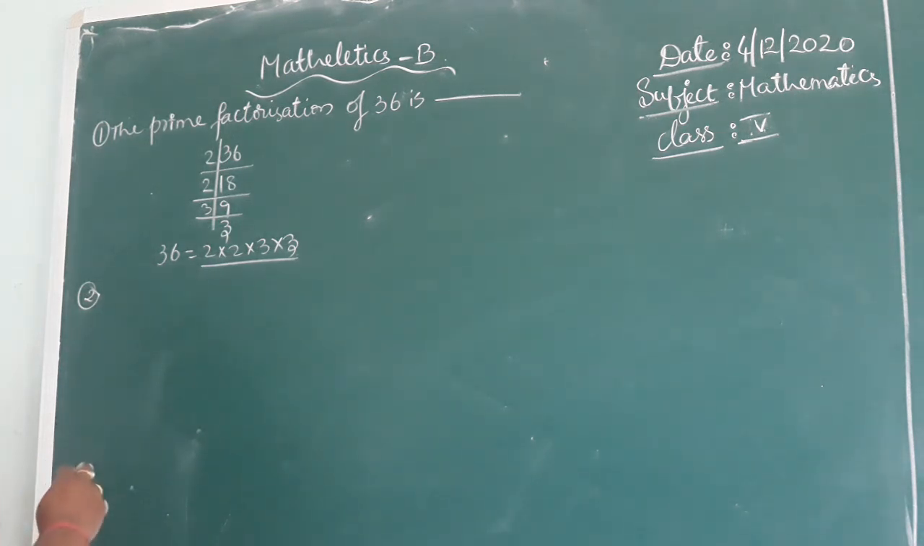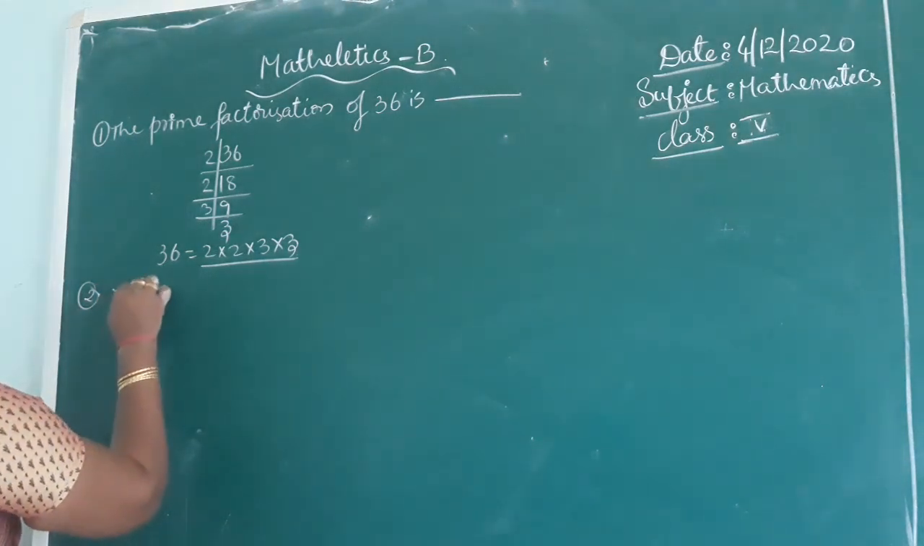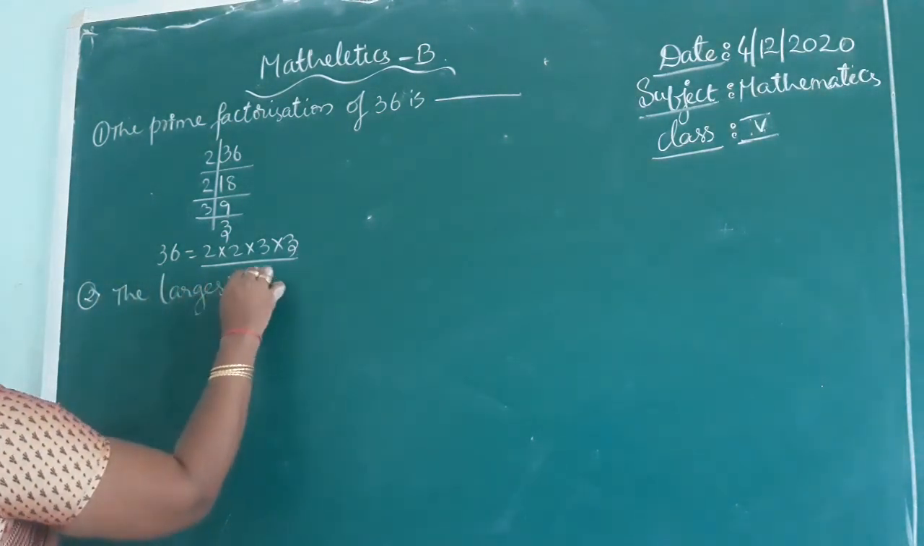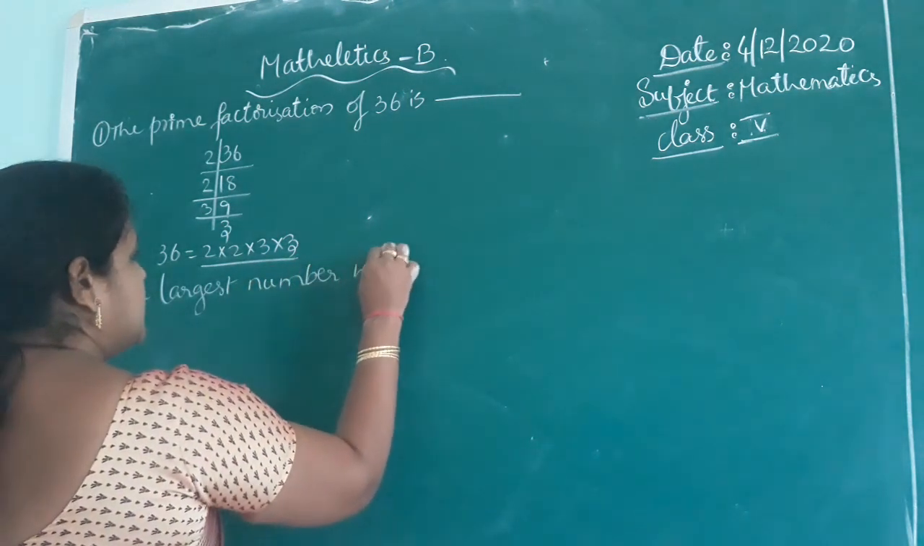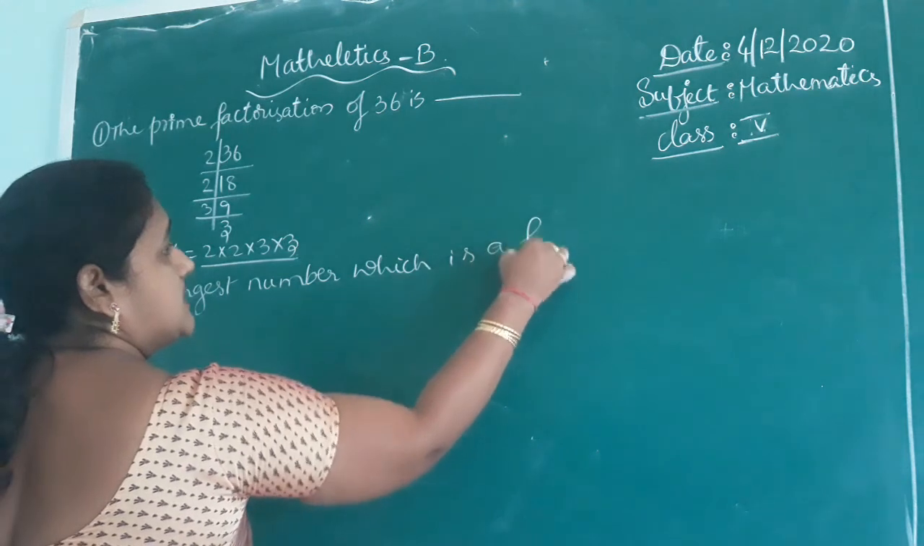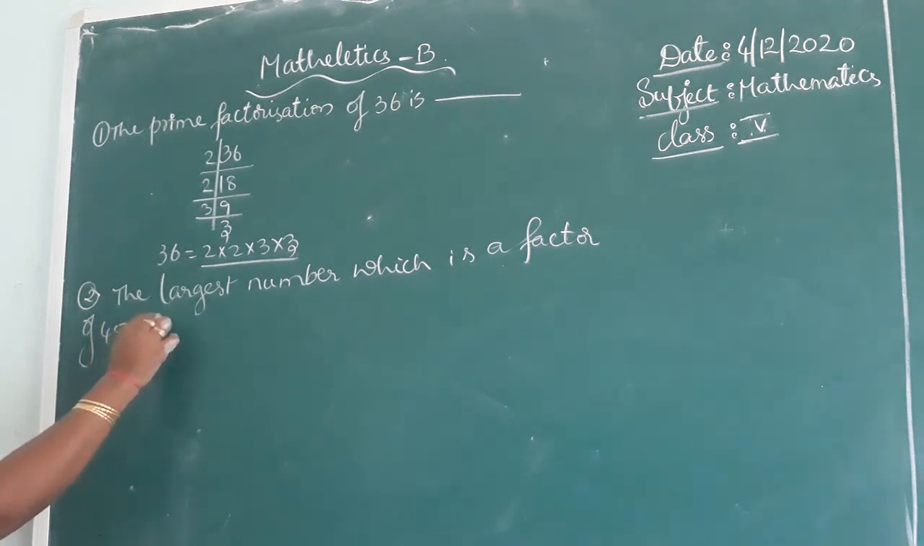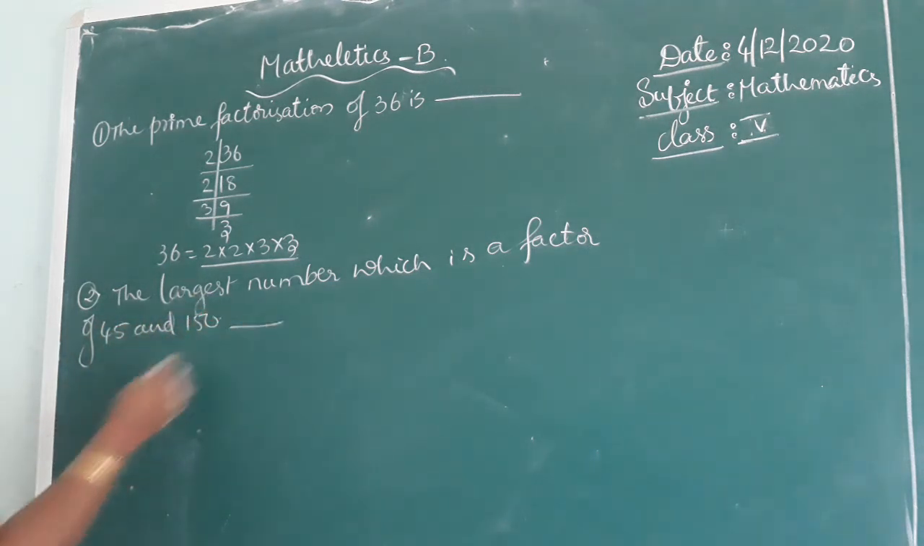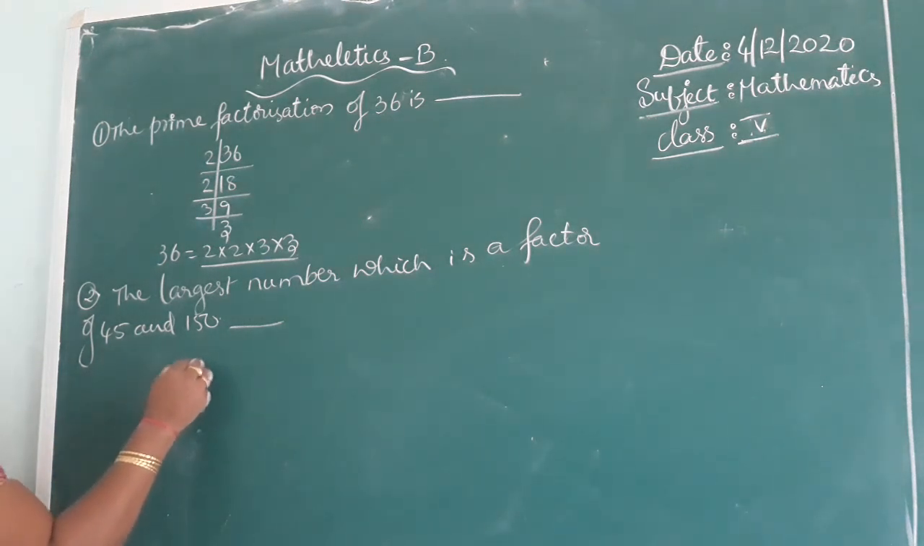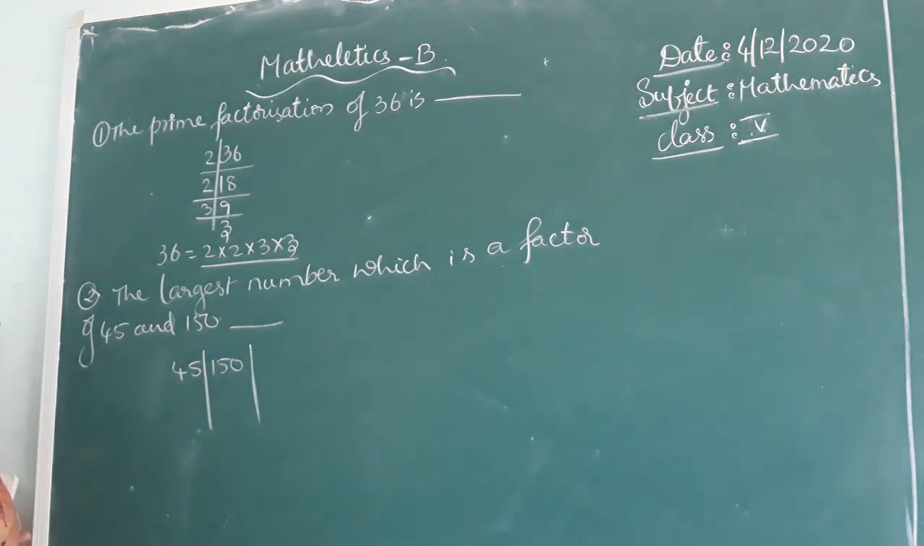The largest number which is a factor of 45 and 150. What is the greatest factor of 45 and 150? How can we find the greatest factor of a number? By finding the HCF of those two numbers, you can find the largest number which is a factor of 45 and 150. Find the HCF of those two numbers.